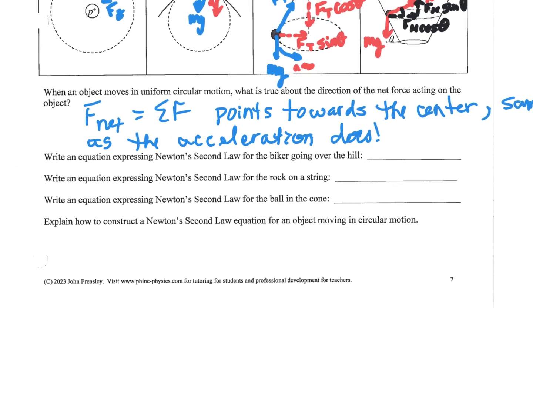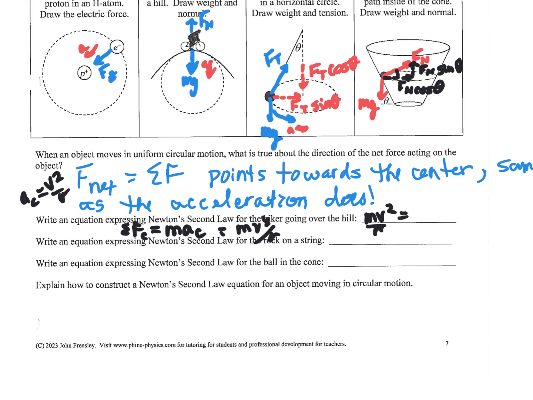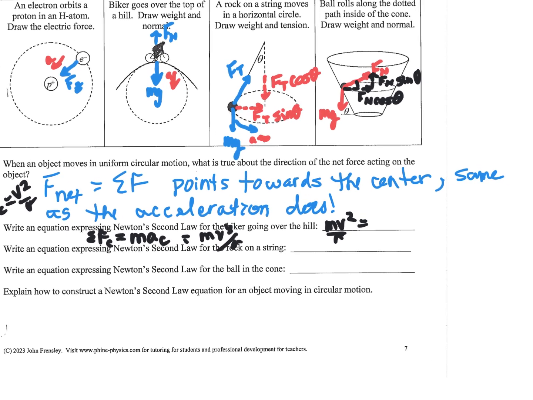So, write an expression, an equation for the biker going over the hill. Well, for the biker going over the hill, we say that the sum of forces is going to be m times a centripetal. We know what a centripetal is, don't we? A centripetal is v squared over r. So we plug that in. So ma sub c is going to end up being mv squared over r. So this mv squared over r is equal to the forces acting towards the center, which in this case is mg, minus the forces acting away from the center, which in the case of the biker is the normal force.